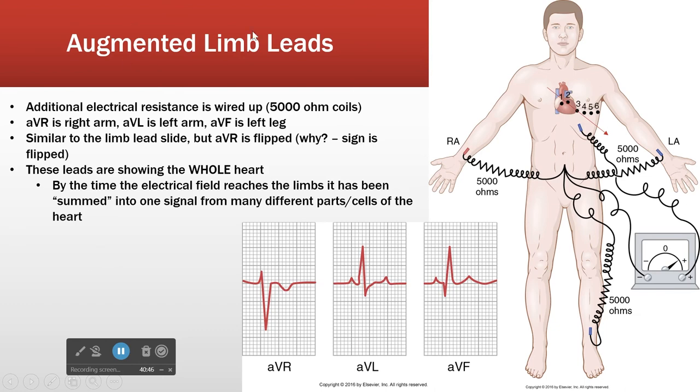Now, the augmented limb leads, because they're some distance from the heart, are not going to show us really specific views or areas of the heart. They're going to show us a picture of the whole heart at once. So if you were trying to locate an area of myocardial infarction, you wouldn't use these leads because they're too far away. You would use V1 through V8 or V10, and look at those instead because they're closer to the heart.